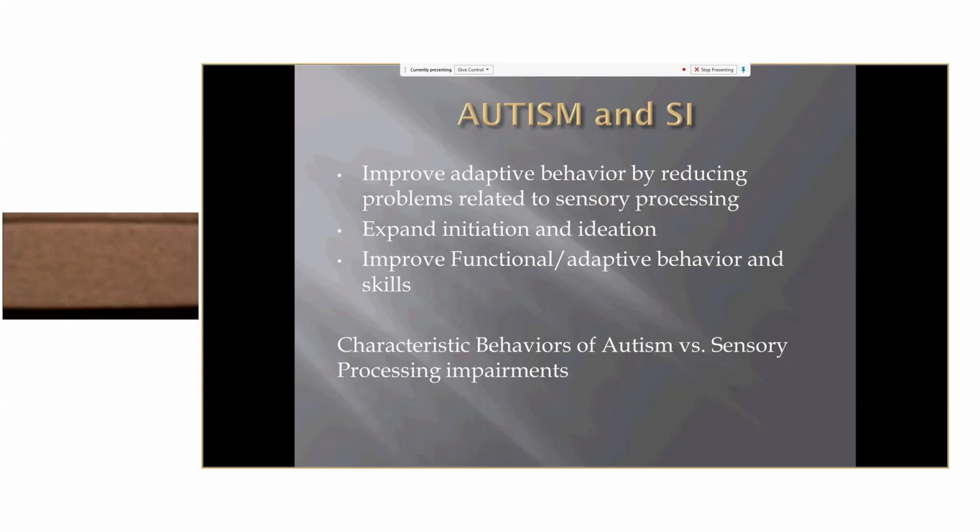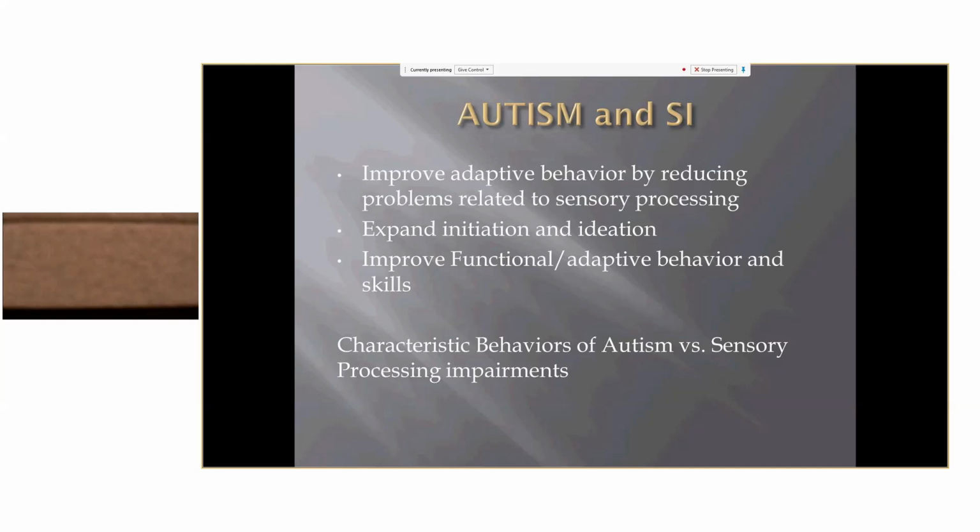And then the other thing we want to touch on is autism and sensory integration. For these kiddos that have autism, that's a characteristic. That's something that we always know is going to come hand in hand: a sensory processing dysfunction with autism. The thing we really want to pay attention to is being able to differentiate the characteristic behaviors of autism versus a true sensory processing impairment that can be addressed through Ayres sensory integration. Again, this is all through her theory. With Ayres and autism, we are working on improving the adaptive behavior by reducing problems related to sensory processing, expanding the initiation and ideation, and then improving the functional and adaptive behavioral skills.